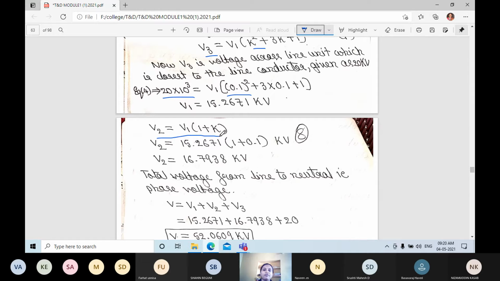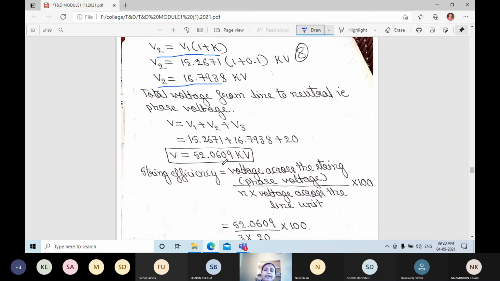Next, V2. We know the formula, V2 is equal to V1 into 1 plus K. So we substitute the value of V1, 15.2671, and the K value, 0.1. Once you calculate, you will get the answer V2 is equal to 16.7938.